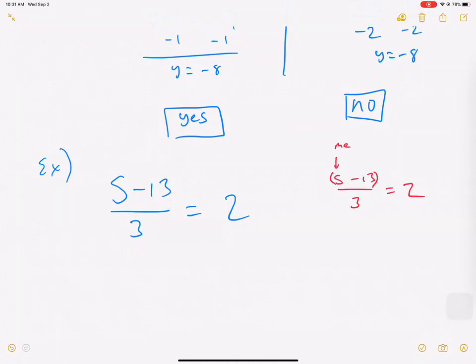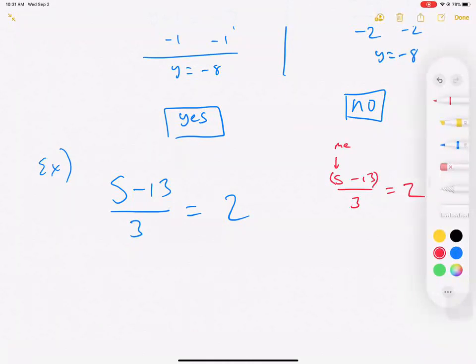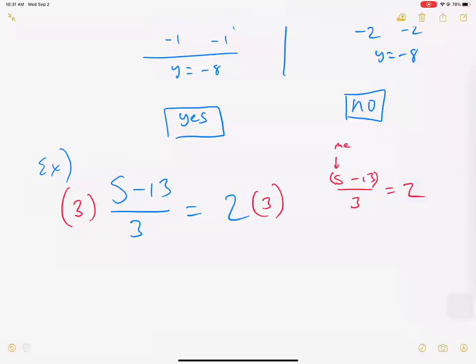So what is the opposite of divide by 3? The opposite of divide by 3 is multiply both sides by 3. And in your notes, please start practicing writing a parentheses when you're multiplying. If I just wrote a 3 next to it, it becomes kind of confusing. So a parentheses reminds you that this is multiply.